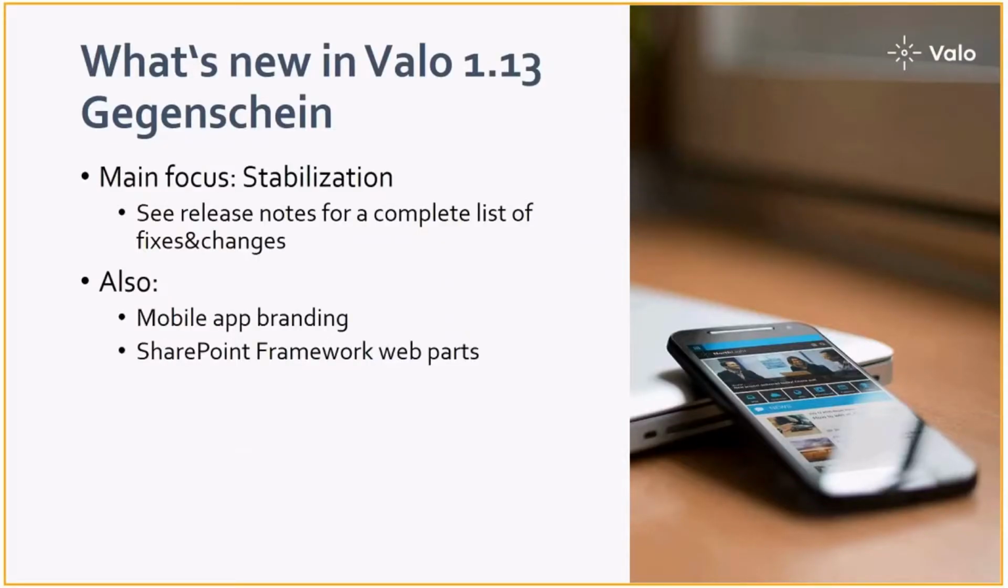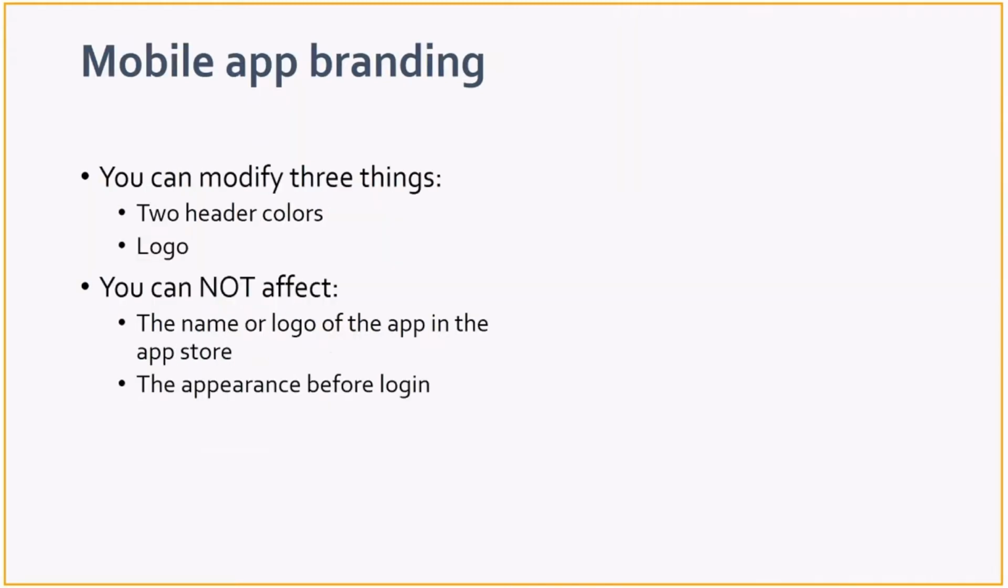But that's not all. There's also a couple of new really exciting features in this release. One of them is the mobile app branding. And then there's also SharePoint Framework web parts. So let's have a look at the mobile app branding, what it is. It means that you can brand your customer's Valo mobile app. You can modify two header colors and the logo. What you cannot do is change the name of the app or the logo or anything in the App Store.